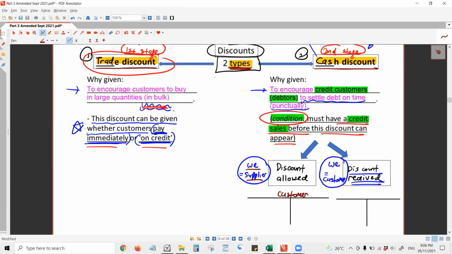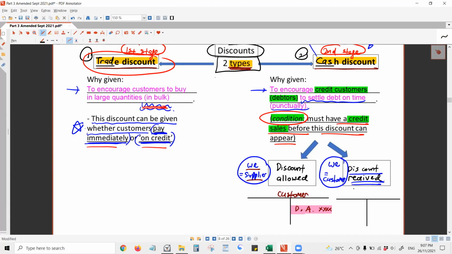So when you are doing a customer's account, discount allowed will appear here. And this is the amount. Okay, later I will do a question with you and I will show you how it appears in the customer's account. So discount allow makes our customer owing less to us. So in a customer account, it appears on the credit side.